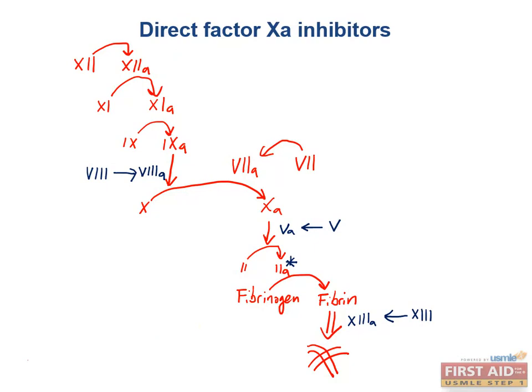Direct factor 10A inhibitors bind and directly inhibit 10A. Examples are apixaban and rivaroxaban, both ending in aban, and these are used in DVT and PE treatment and prophylaxis, and in stroke prevention in patients with AFib. Toxicity will cause bleeding.